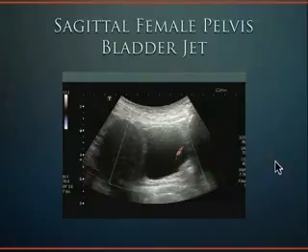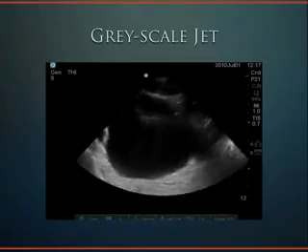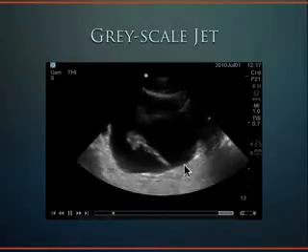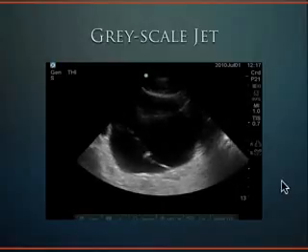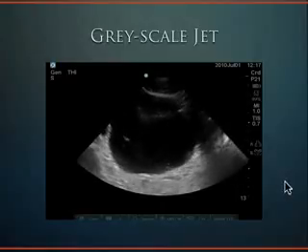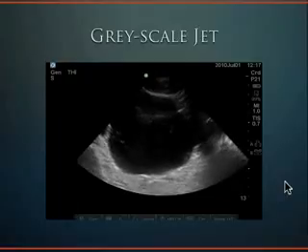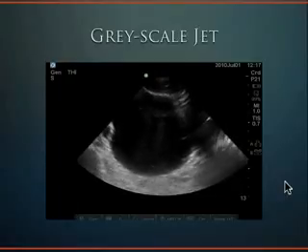And then on grayscale alone, you can actually see the bladder jet sometimes as well. See, there's a bladder jet there flowing in from the left ureter, fired pretty good. If you overgain the image a little bit, sometimes you can see these jets just on grayscale alone if you stare at them long enough.